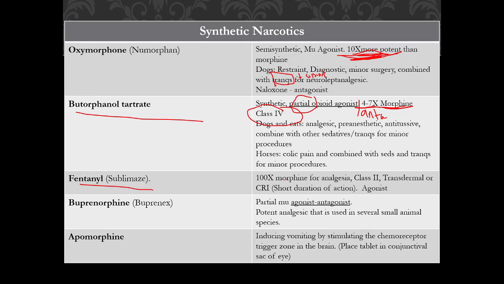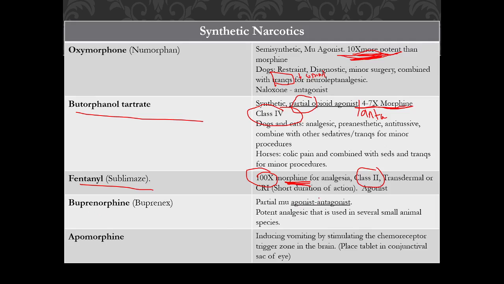Fentanyl. Fentanyl is 100 times more potent than morphine. This is a highly controlled substance. It's used for analgesia. It's very good for pain relief. It's transdermal, or CRI. It has a very short duration of action, so we need to have some type of constant flow of this medication into the body.